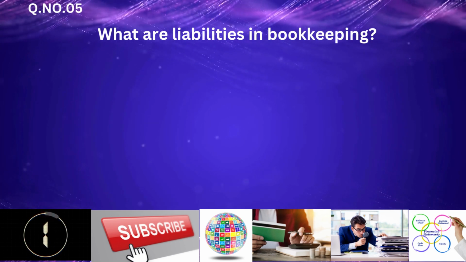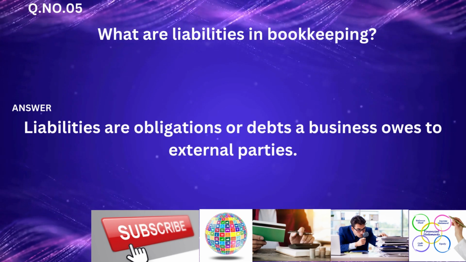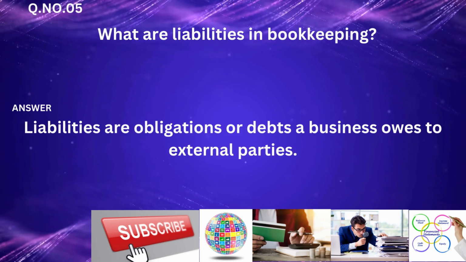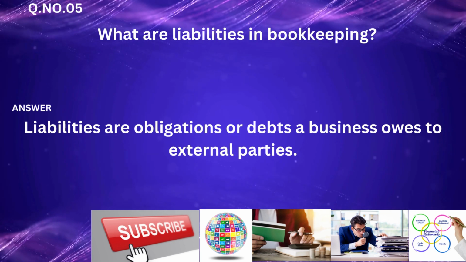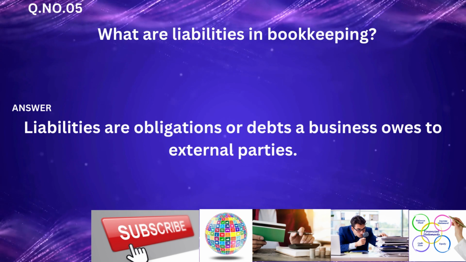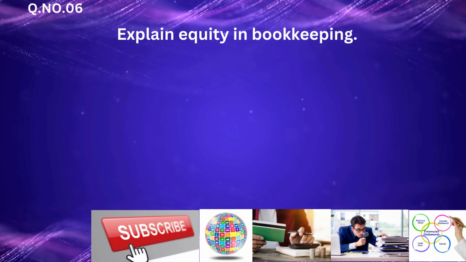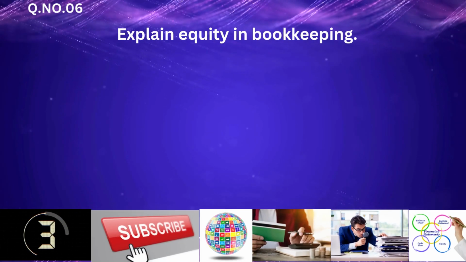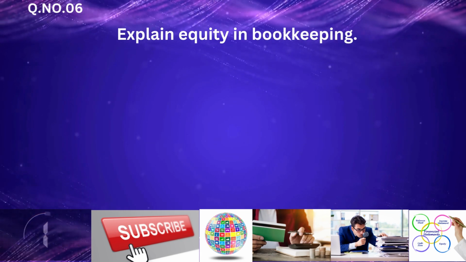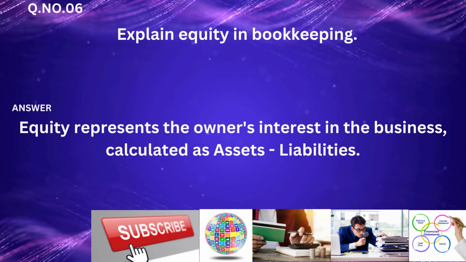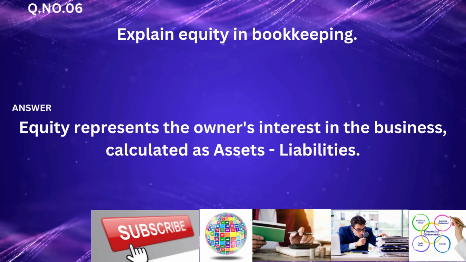Question 07. What is a journal in bookkeeping? Answer. A journal is where financial transactions are initially recorded in chronological order. Question 08. What is a trial balance used for? Answer. A trial balance is used to ensure that debits and credits in the ledger are equal.